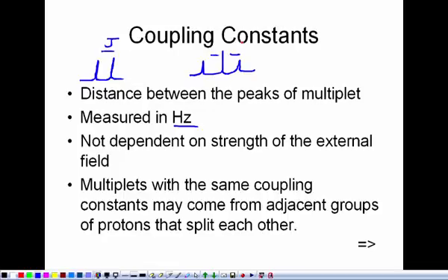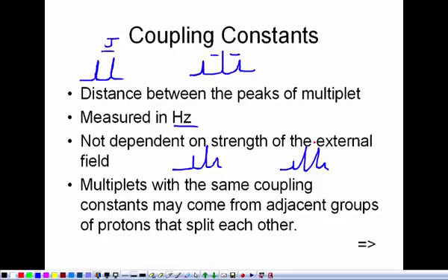Okay. Then, the other thing with a coupling constant, or that distance, is that if you have two hydrogens that split each other, if they're neighbors and they're splitting each other, their multiplets, their doublets, triplets, or quartets are going to have exactly the same distance between the peaks. They're going to have the same coupling constant. So if you have in your spectrum a bunch of different triplets and a bunch of different quartets, then you could find out which triplet goes with which quartet. In other words, which two hydrogens are neighbors by measuring the coupling constant, because the coupling constants have to match up if the two things split each other.